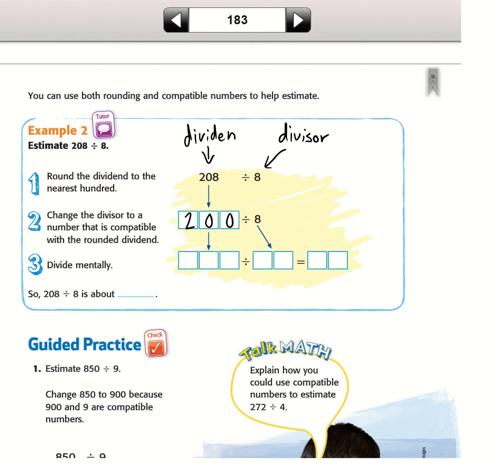Now step 2 says, now that we changed the dividend, change the divisor to a number that is compatible with the rounded dividend. So I know 200 divided by 8, yes, that's compatible, but one number that may be a little bit easier for some of us is going to be 10, because 8 is pretty close to 10, and we're just estimating. So 200 divided by 10 is going to be 20. So 208 divided by 8 is about 20.